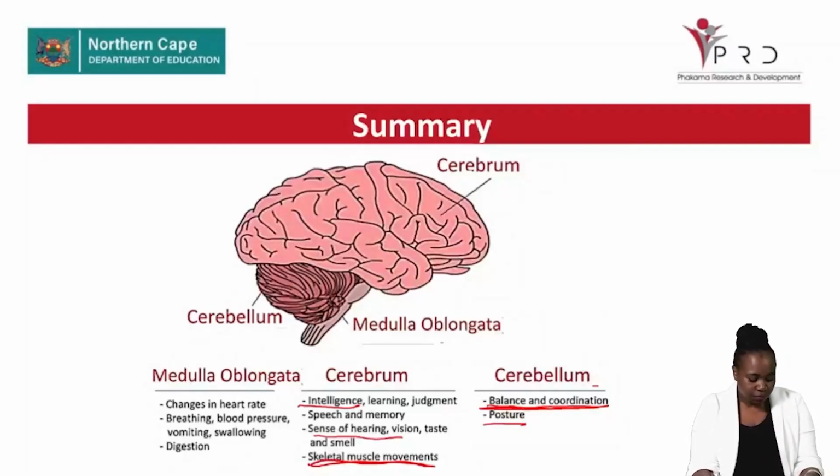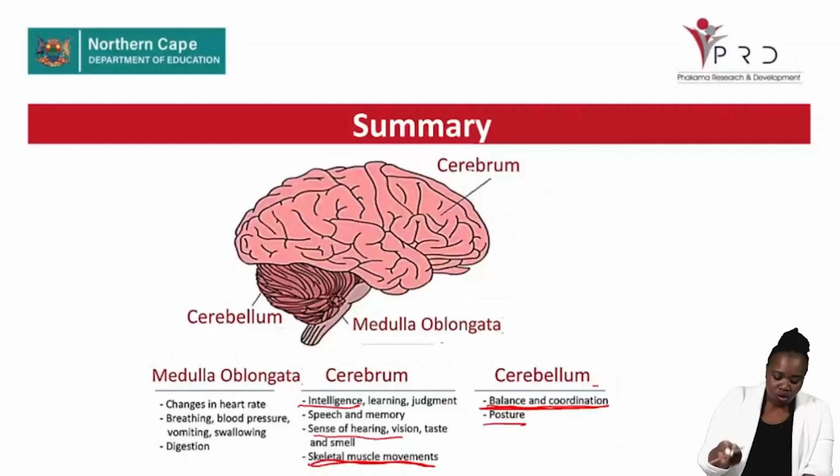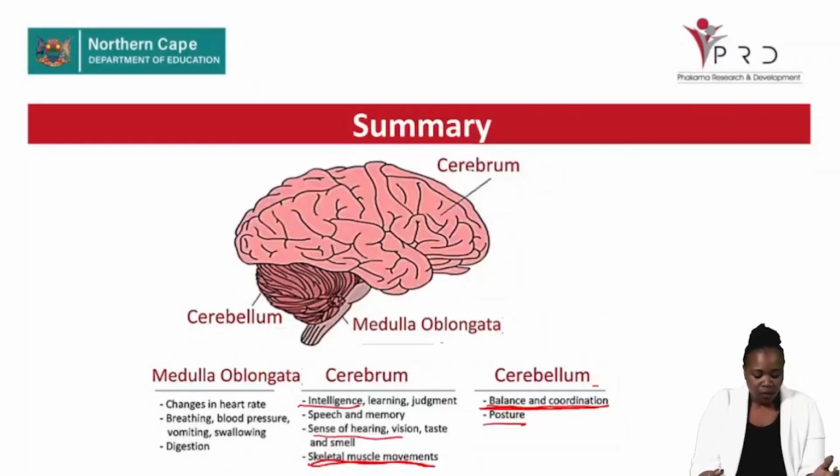And then lastly, we have the medulla oblongata, which controls the heart rate, right? It controls involuntary actions: the heart rate, the breathing rate, the blood pressure, vomiting, swallowing, and digestion. All of these are actions that we do not control. These are actions that are involuntary, and they are all controlled by the medulla oblongata.